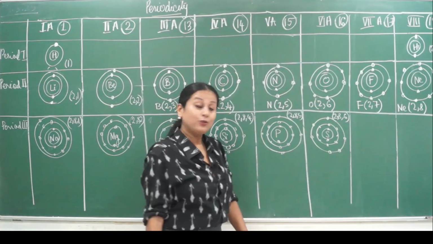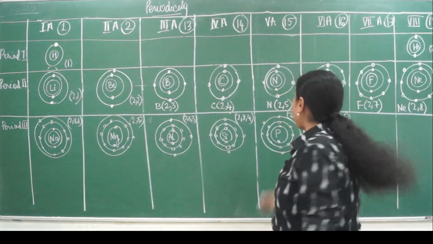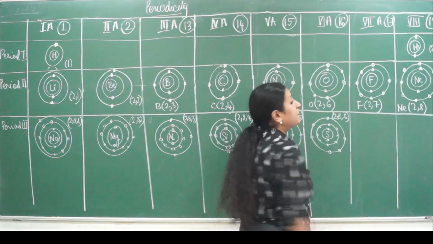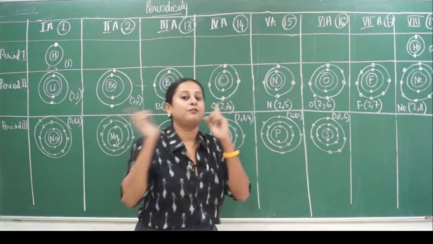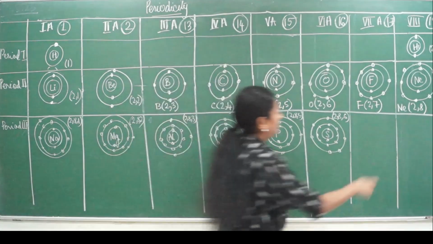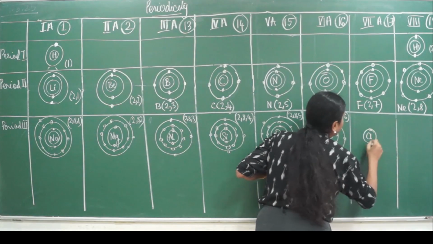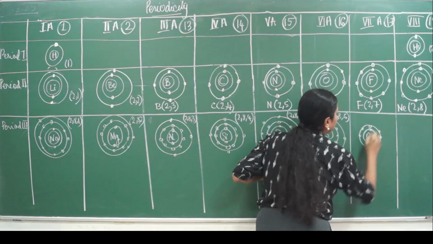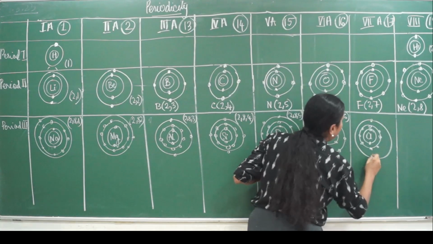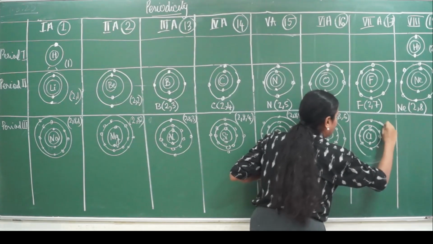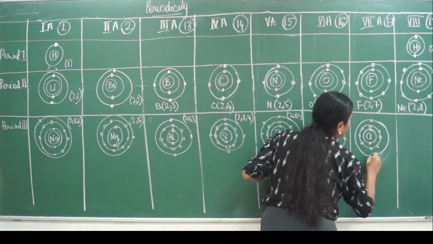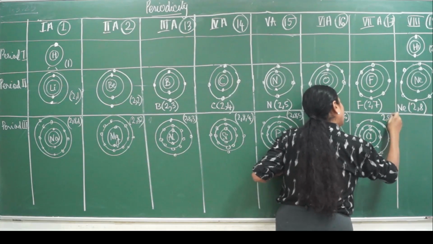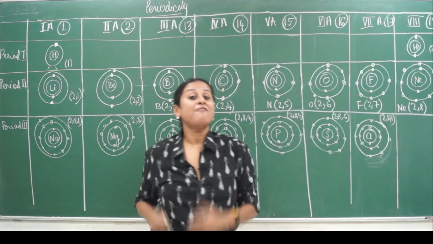Next, moving on to our 7th group, under fluorine and next to sulfur, we have chlorine. Chlorine's atomic number is 17. So, the electronic configuration will be 2, comma 8, comma 7. Chlorine is 2, 8, 7.